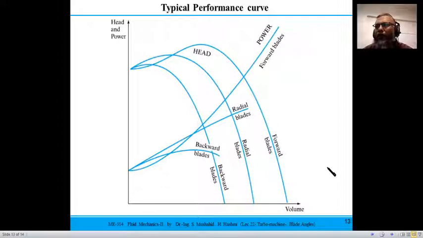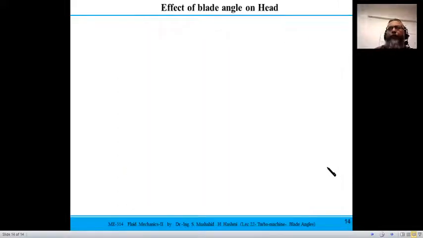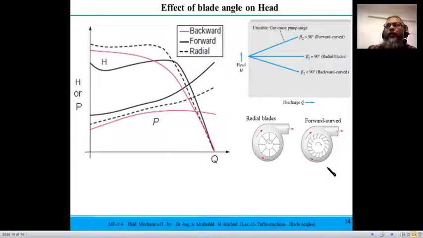So these are the typical performance behaviors for pumps when you have different blade angles. We see here the same thing again. This pink one is the backward curve blade. Initially it is constant, and then as the flow rate increases, it starts decreasing without a fluctuation. But in case of radial and forward, you see there is a decrease and then an increase. In forward there is a significant decrease in the head initially, and then the head increases and then starts decreasing.